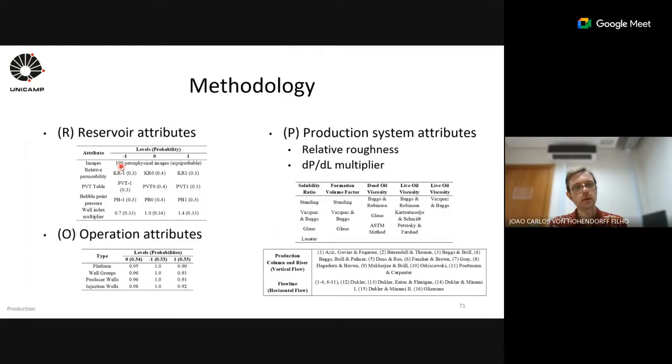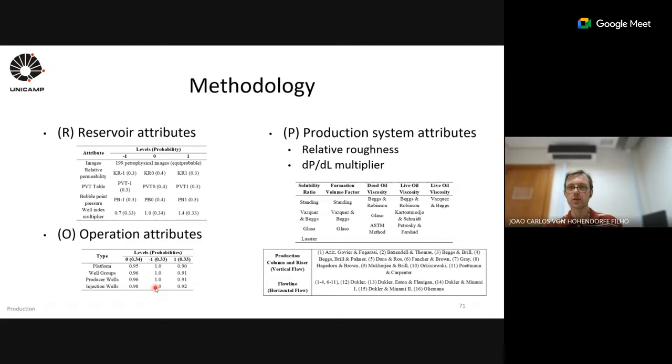Included petrophysical images, 200 petrophysical images, uncertainties in terms of relative permeability, PDT, bubble point, well index multiplier, operation attributes. I have efficiency for platform, well, producer, and producing injectors.